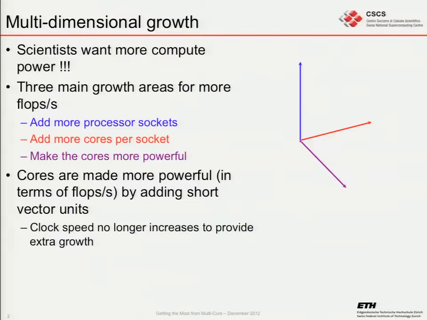More cores per socket. That's what we'll be looking at when we have to look at threads and similar, but making the cores themselves more powerful. And the way this has been done is by adding short vector units. So we can't do clock speed increases anymore. That gives us all sorts of problems in power consumption and heat. So we have to use these short vector units.